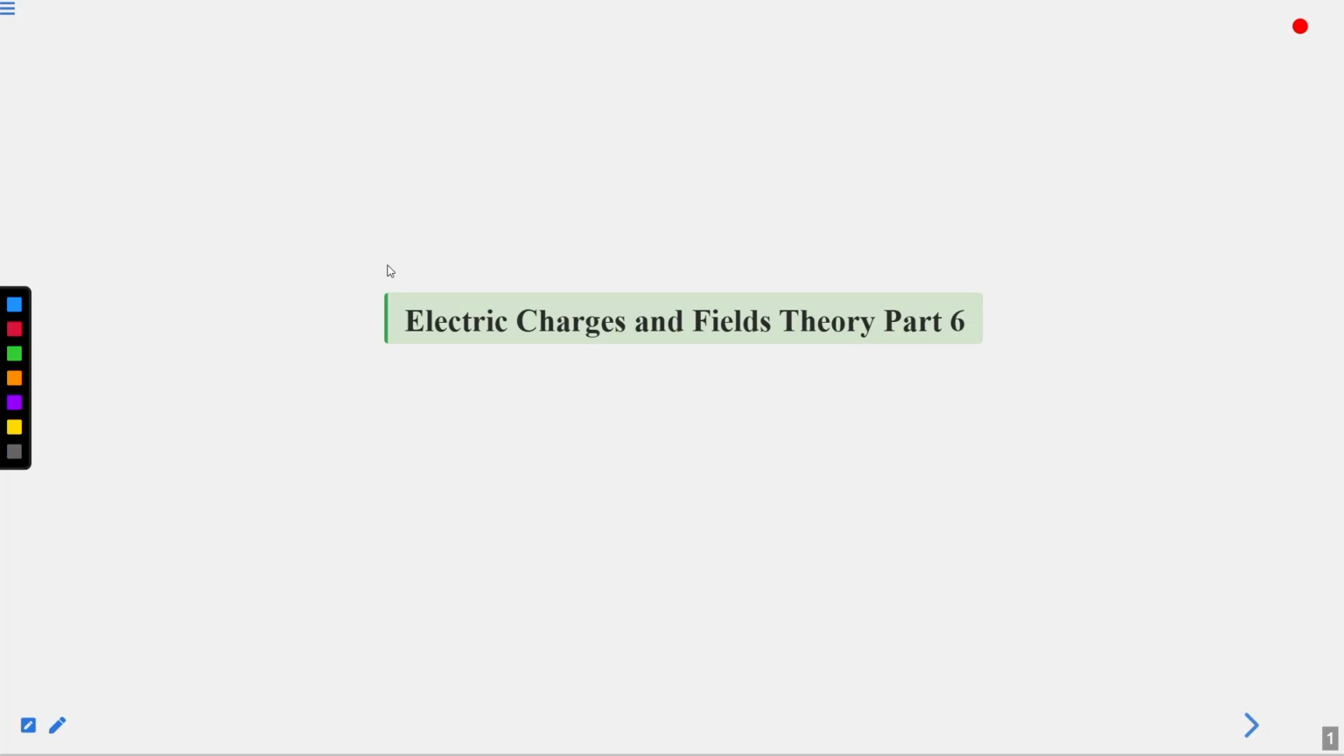Hello students, in today's lecture we are going to learn about electric charges and fields, and this is theory part 6. In today's lecture our main focus is to learn how to calculate the electric field from two important charge distributions. First is an infinitely long straight wire with uniform charge. Second is an infinite plane sheet with uniform surface charge.